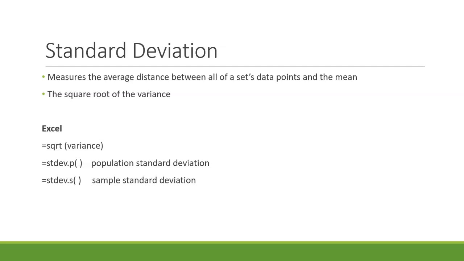Now let's say you don't have the variance, right? Why go through that step when you can just plug in one of these Excel functions just to find the standard deviation? So we have STDEV.P and STDEV.S. So population standard deviation and sample standard deviation.